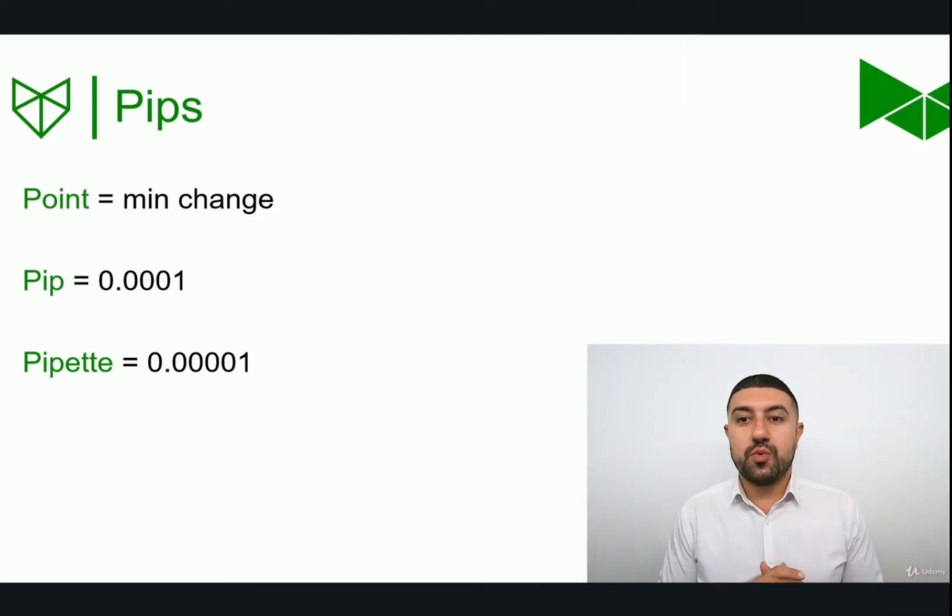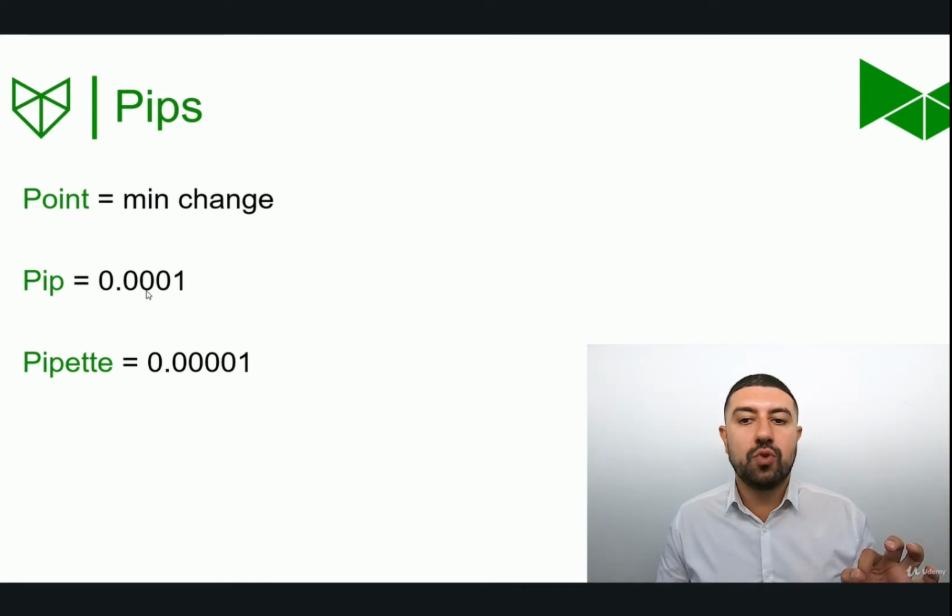The next words you want to get familiar with are pips. So you have point, pip, and pipette. We'll start with pip. A pip is a change in a currency by 0.0001. Okay, so it's the fourth decimal place.